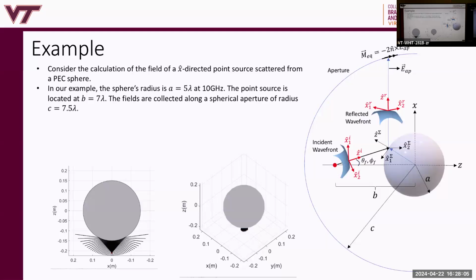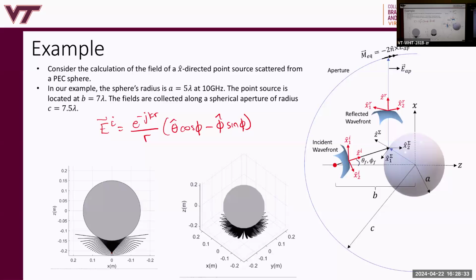The x-hat polarized point source, let me write down the function for that, is E incident equal to e to the minus j k r over r, and then we have theta hat cosine of phi minus phi hat sine of phi. All right? So what does this mean? e to the minus j k r over r, that's a spherical wave, so that's just a point source. But then we have this thing, which is the polarization. It's a unit vector in the direction of the polarization of the electric field.